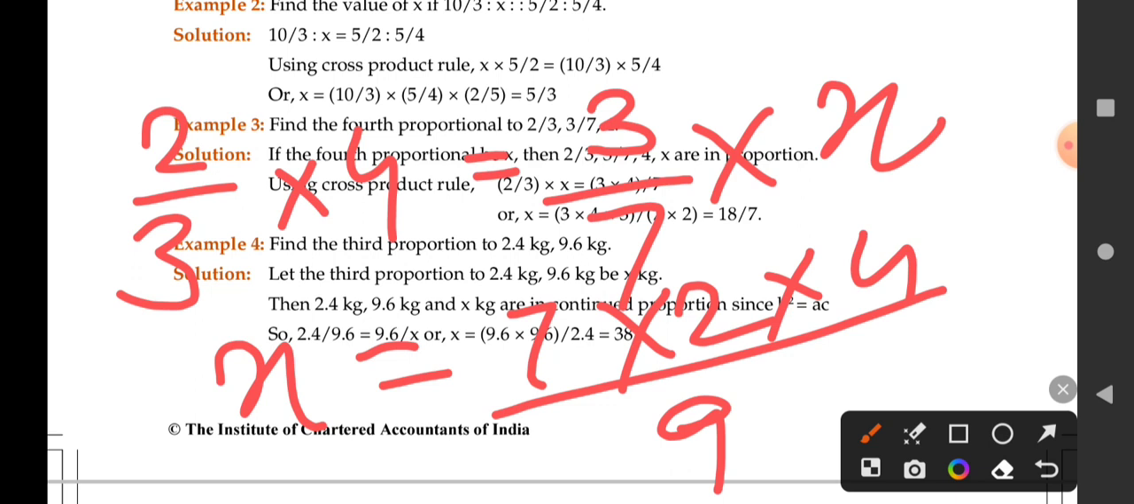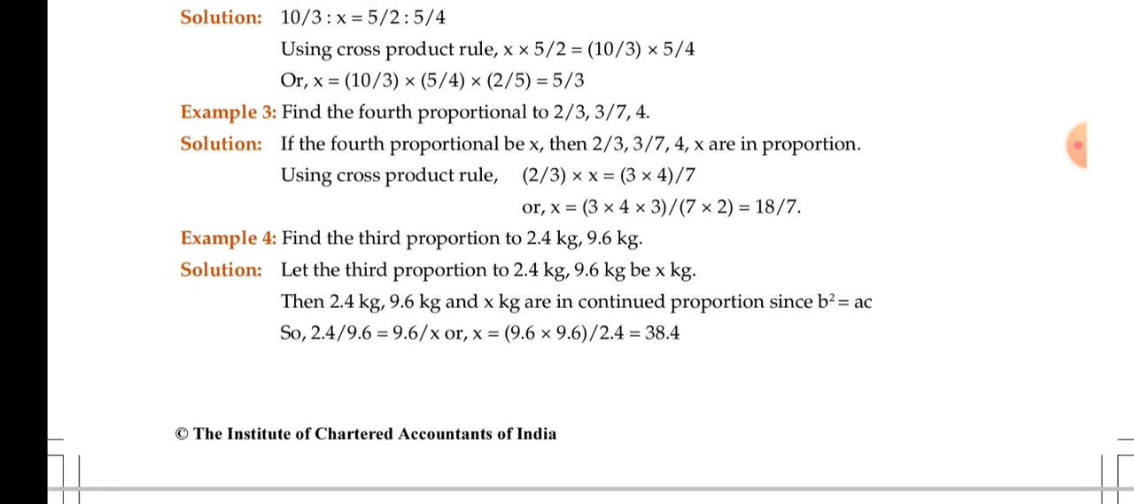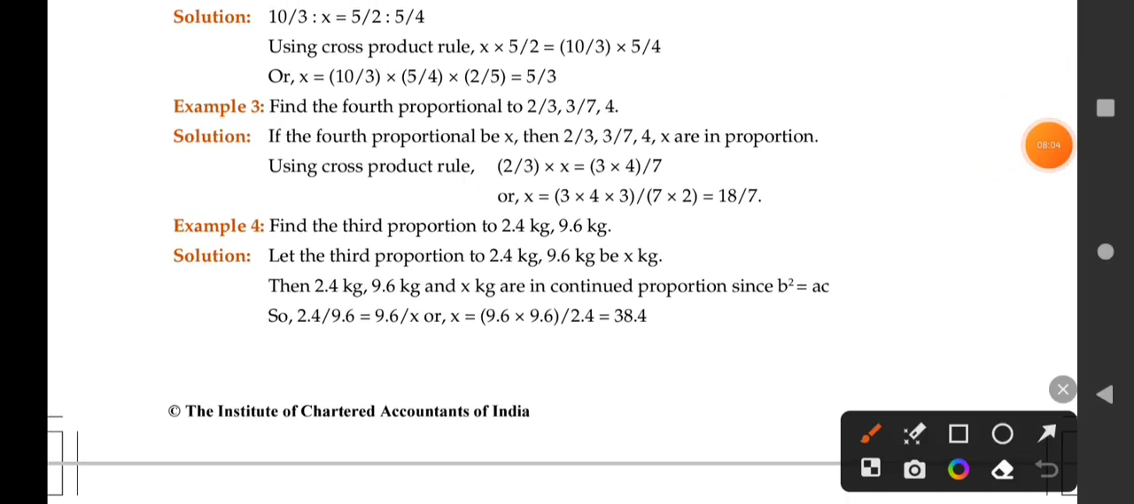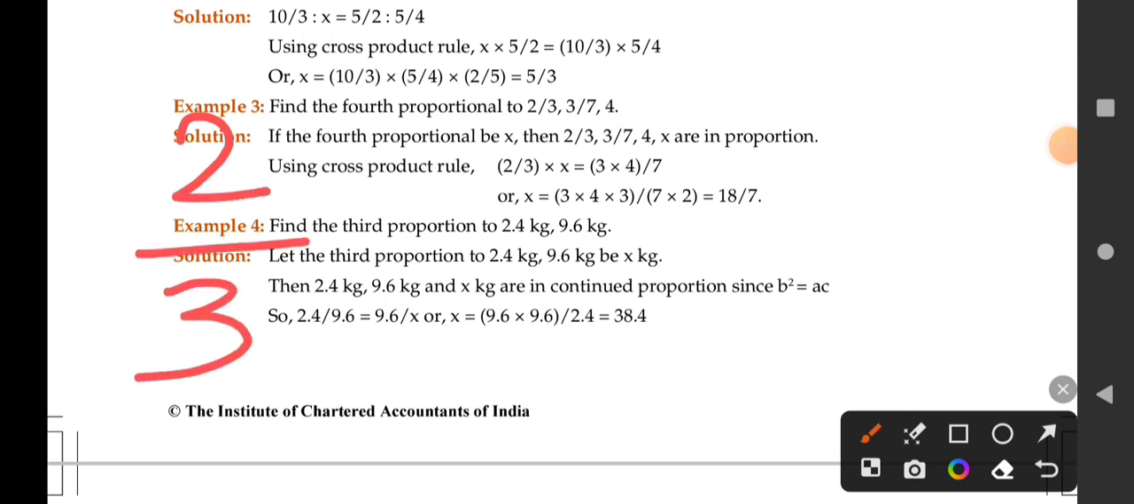Okay, am I doing it correct? 7 4s are 28. Just a minute. Okay, so, I'm just writing the numbers incorrectly. Let me solve it again.